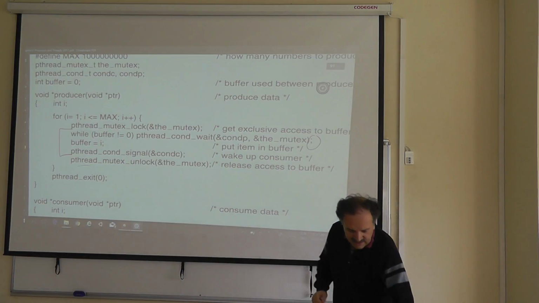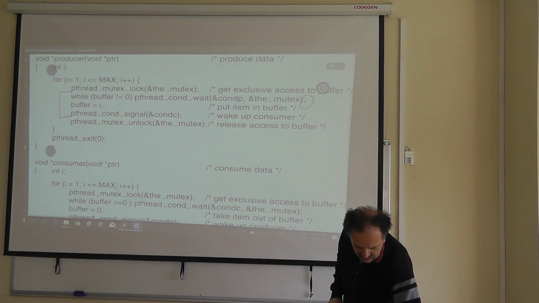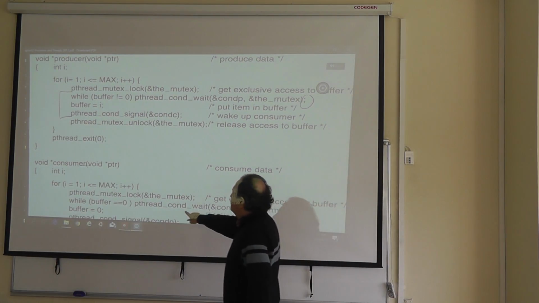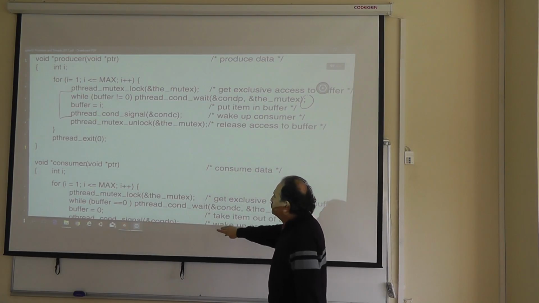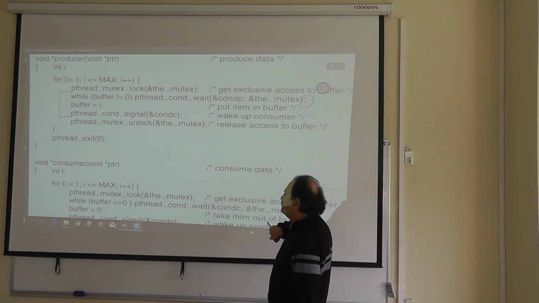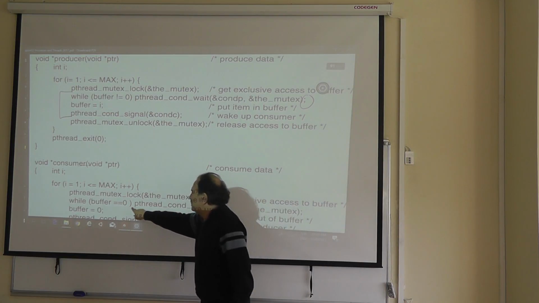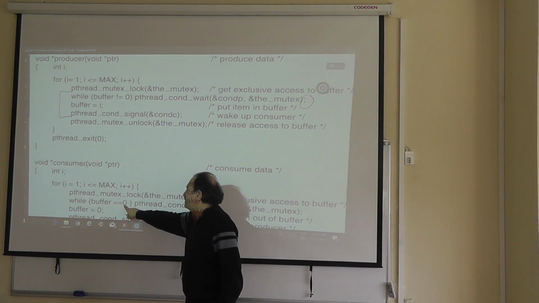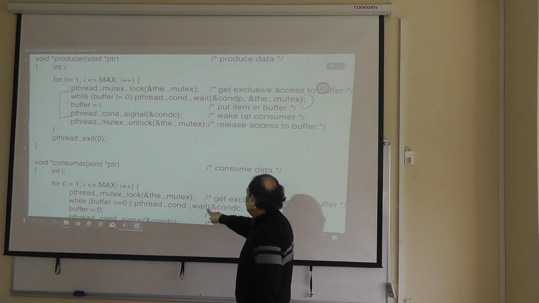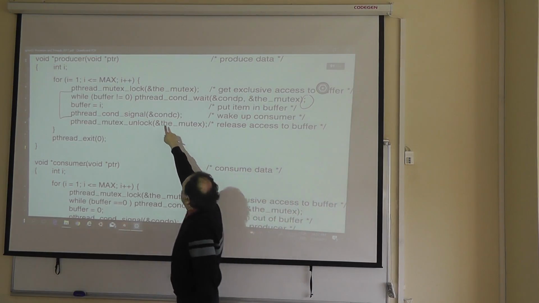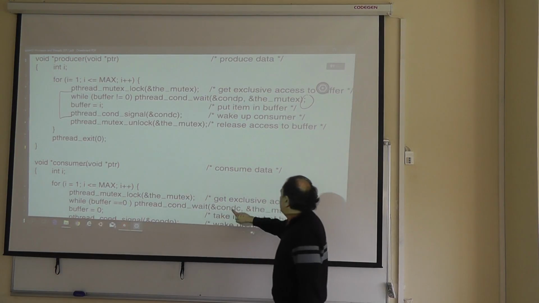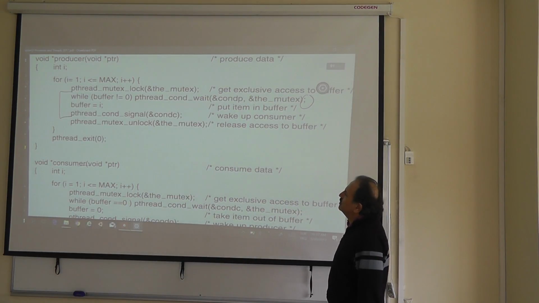The consumer has a similar line here. The consumer says that if the buffer is 0, that means that I consumed it. If the buffer is 0, I will wait for a condition variable, a condition to be happening. I am waiting for a signal, and that signal is sent from this line. I get that signal, and I can continue.